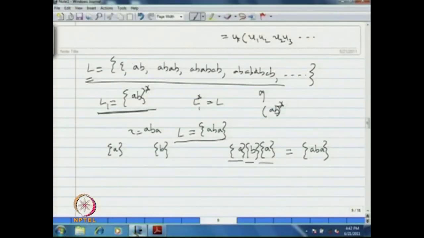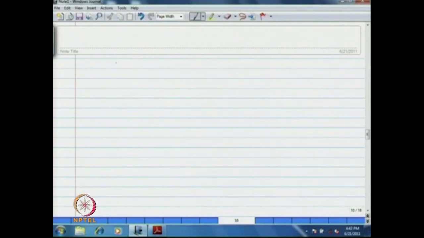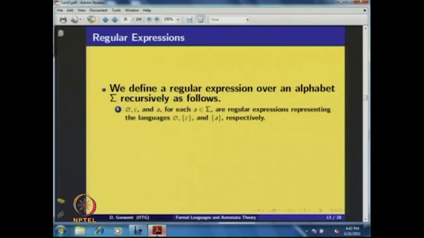That means, if we have phi, we say that it is a regular expression and this represents the language phi. If we have the regular expression epsilon, then this represents the language containing the singleton epsilon. And for any element a belonging to sigma, a is a regular expression and it denotes or represents the language containing a single string of length 1, which is a itself. So, this is the basis case for the definition of regular expressions.